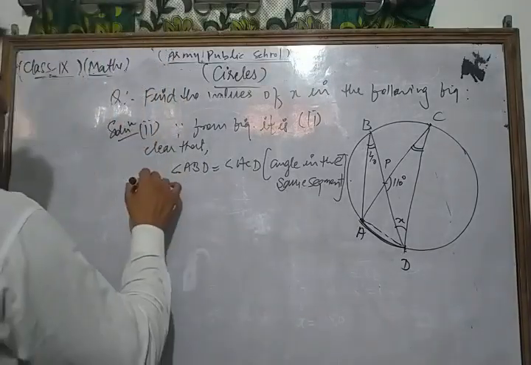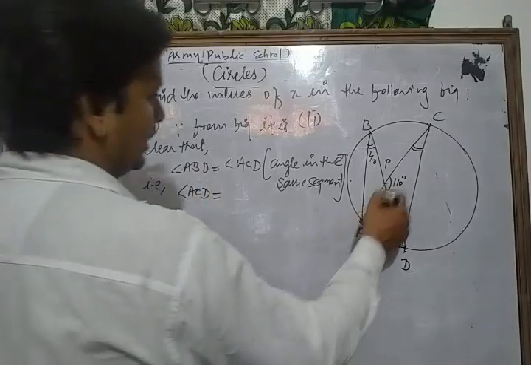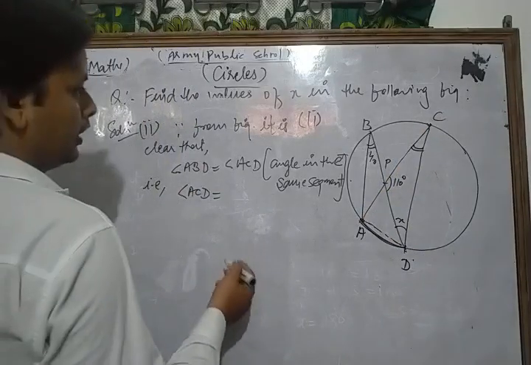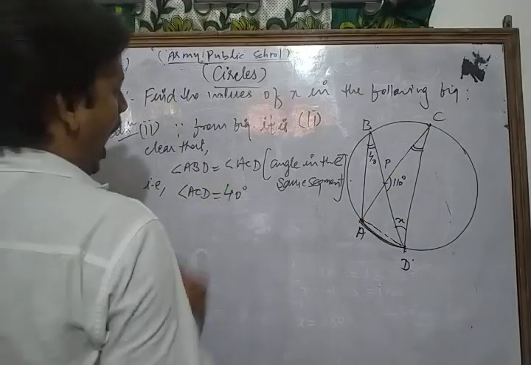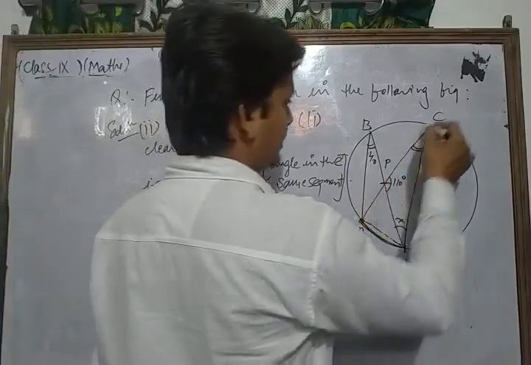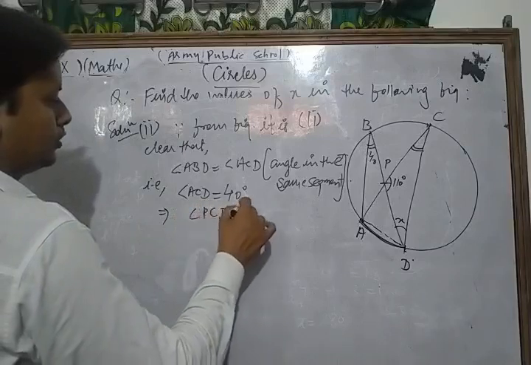That is, angle ACD is 40 degrees. Angle ACD we can also write as angle PCD. So angle PCD is also equal to 40 degrees.